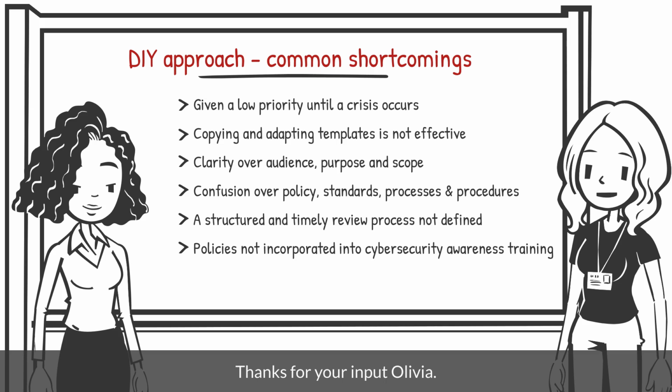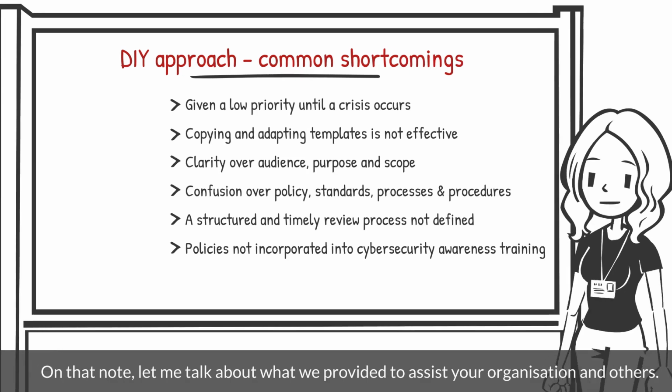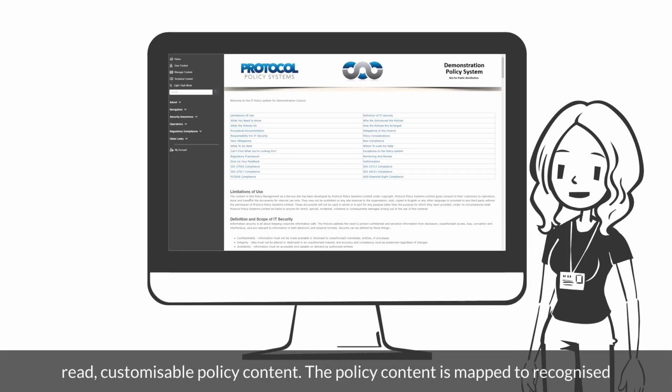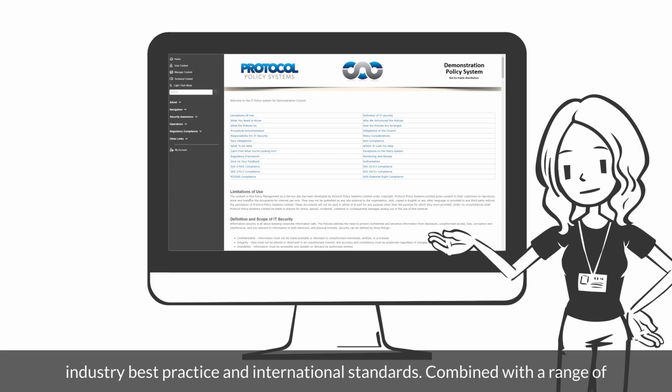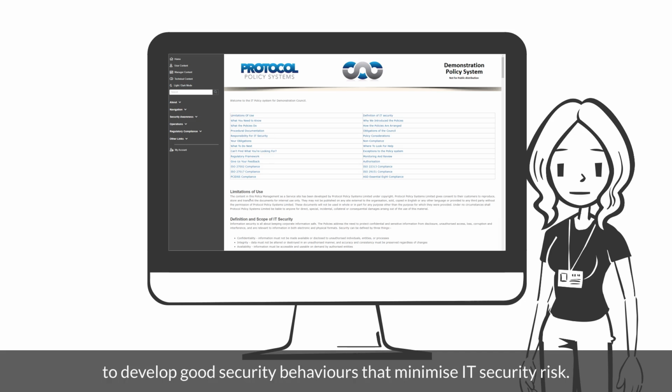Thanks for your input, Olivia. On that note, let me talk about what we can provide to assist your organization and others. Policy Management as a Service is designed to deliver and maintain easy-to-read, customizable policy content. The policy content is mapped to recognized industry best practice and international standards. Combined with a range of key functions for user and policy management, the service assists organizations to develop good security behaviors that minimize IT security risk.